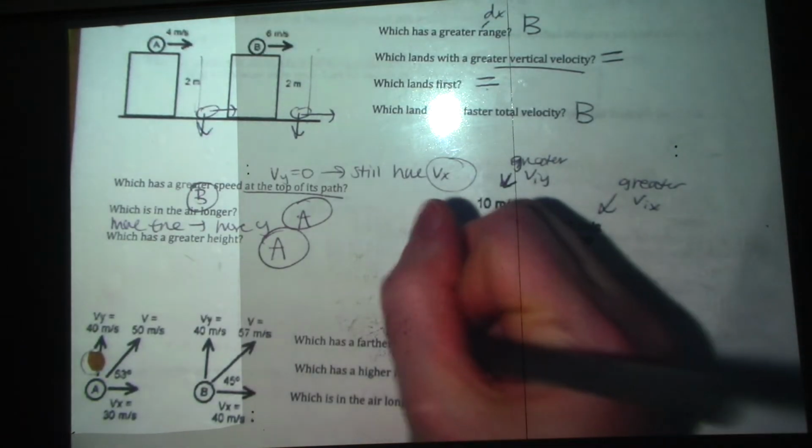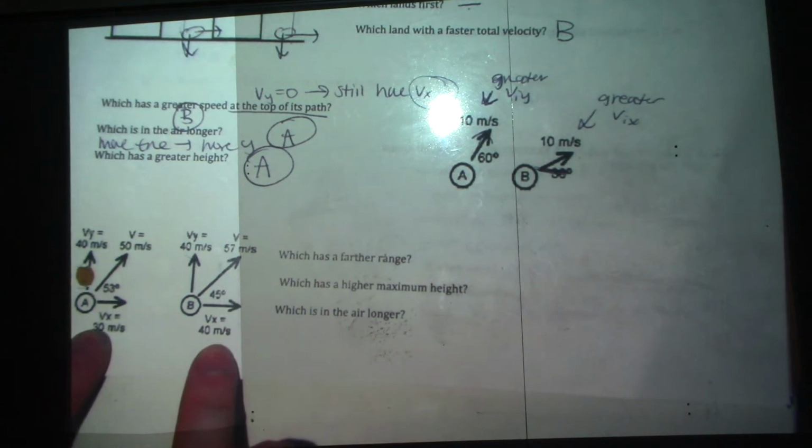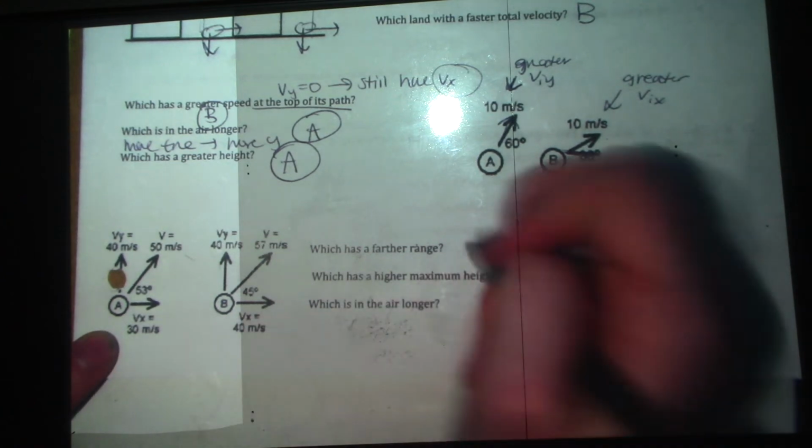Farther range, again still meaning x distance. So if you look, this one has a faster x velocity, and they're going to be in the air for the same period of time, so this one will go farther.